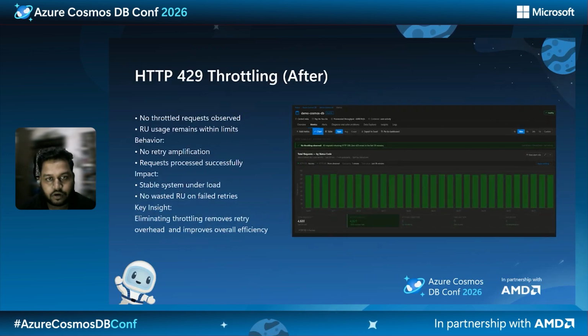Now, looking at throttling after the optimization, we no longer see any HTTP 429 errors. Since RU usage is stable and within limits, requests are processed successfully without being rejected. This also means there is no retry amplification anymore, and we are no longer wasting RU on failed retries. As a result, the system behaves much more predictably and efficiently under load.